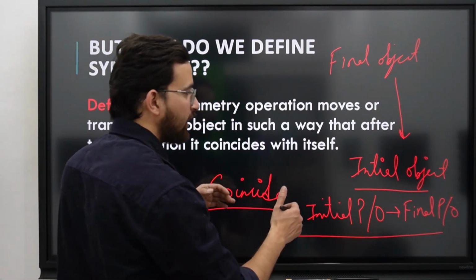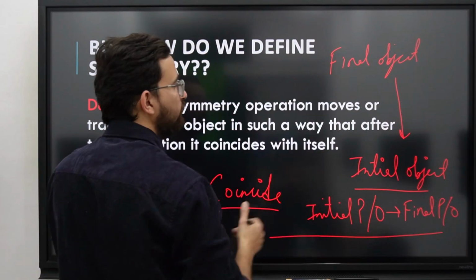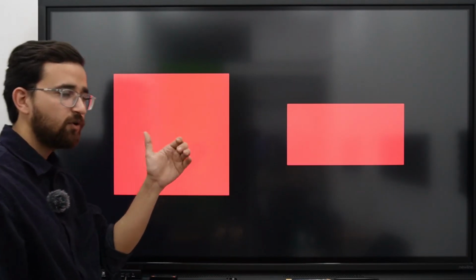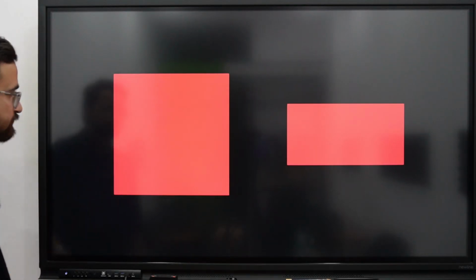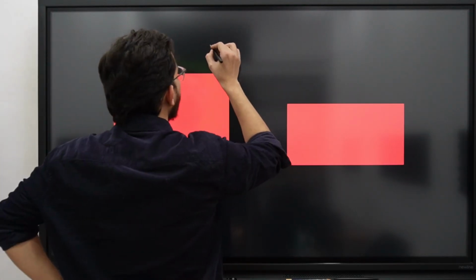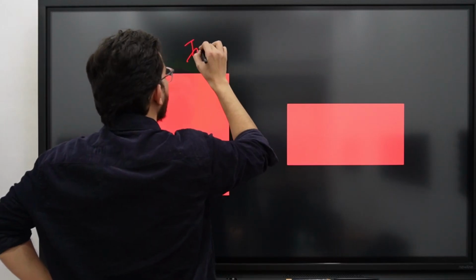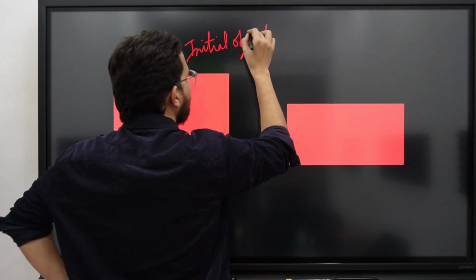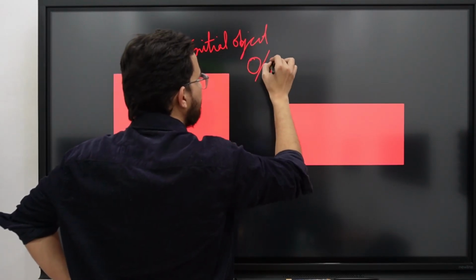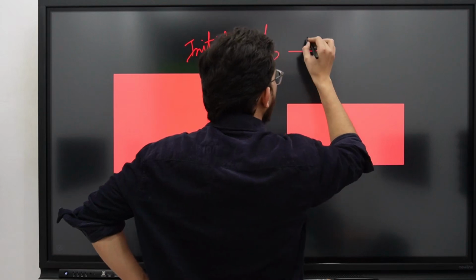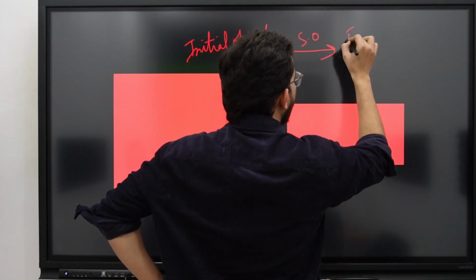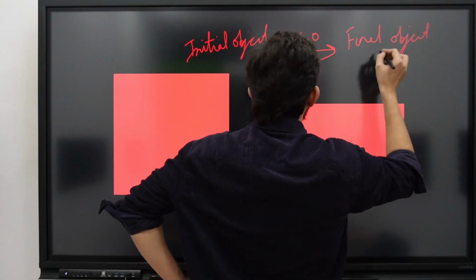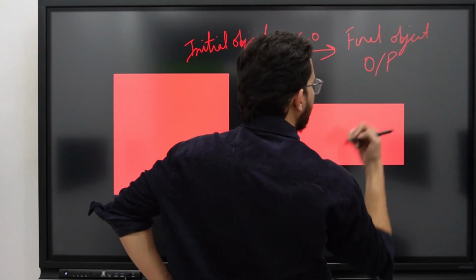I know that it is a lot to take in, so we will look at some animations so that we are able to better understand these concepts. For symmetry, what was the case? You started with an initial object which had some orientation and some position. You did the symmetry operation and you land up with a final object. The final object also has some orientation and position.